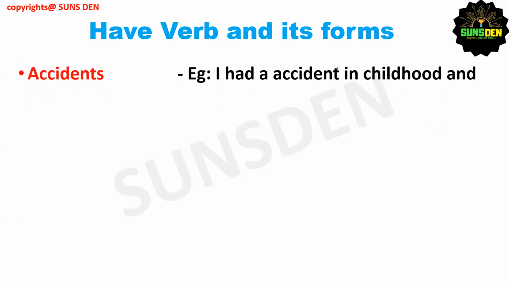Now moving down to other options, such as when there is some accident, at that time also you can use have verb. Example, I had an accident in the childhood and I broke my front tooth. So here it is an accident.